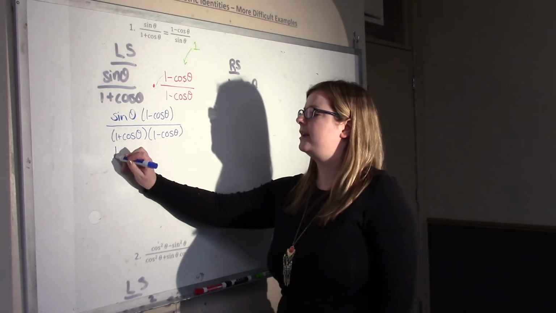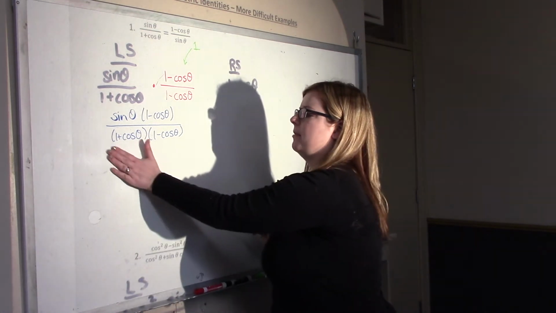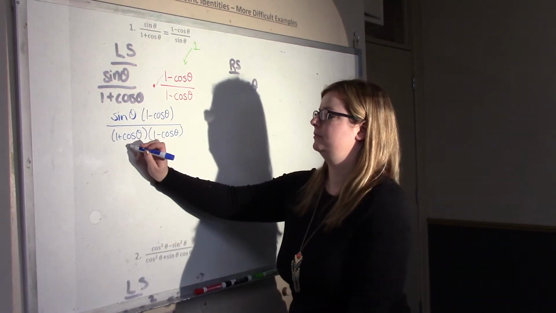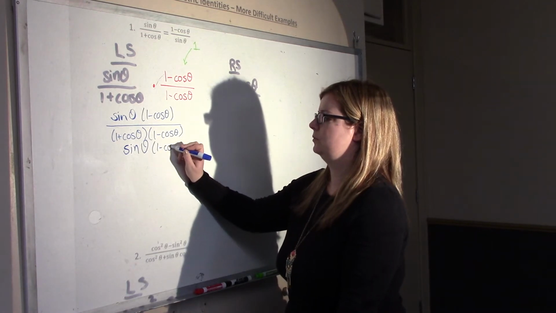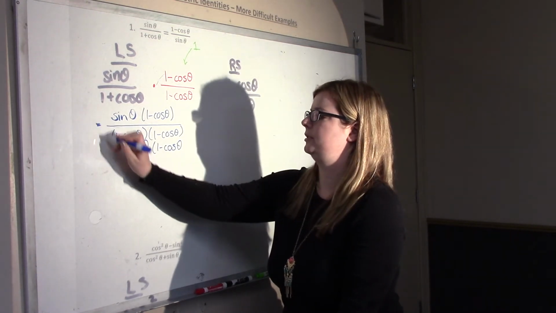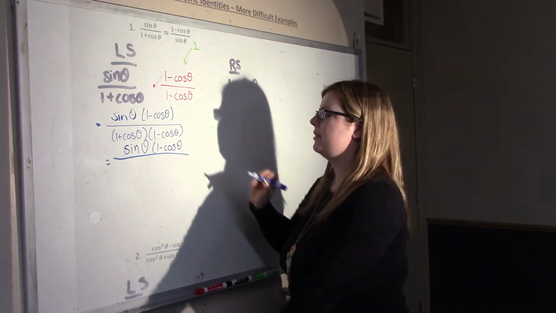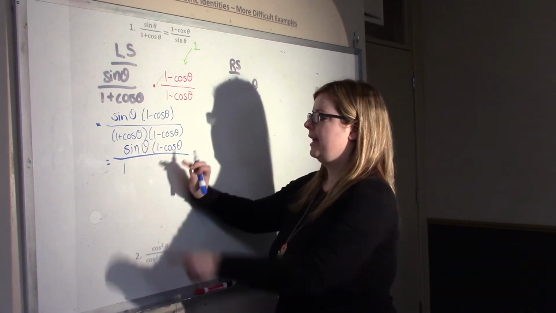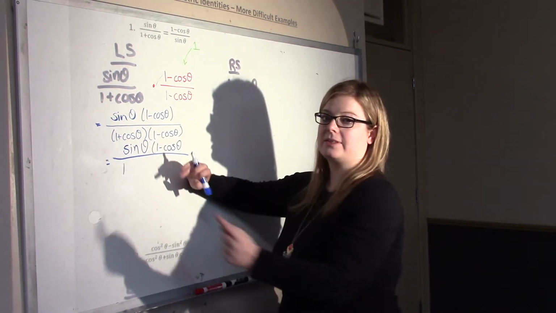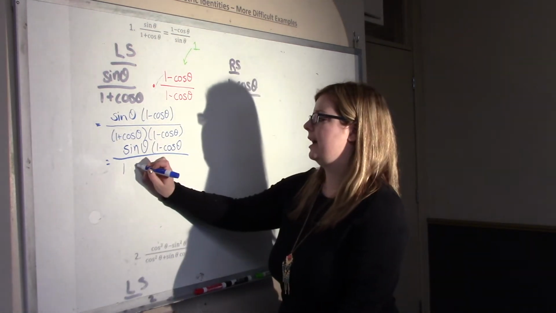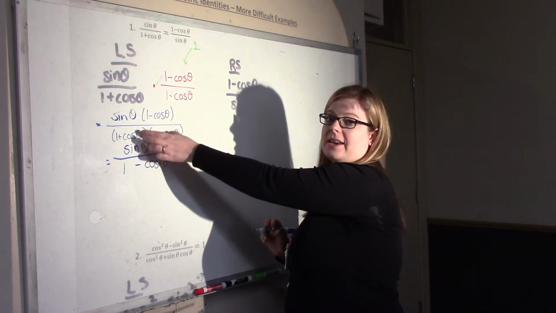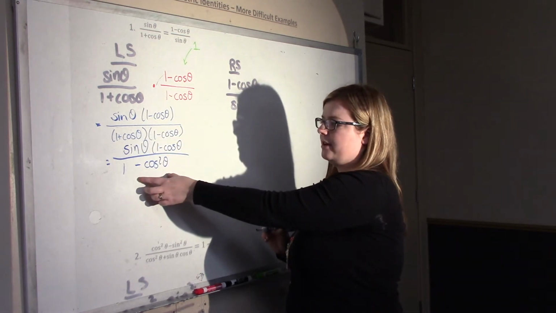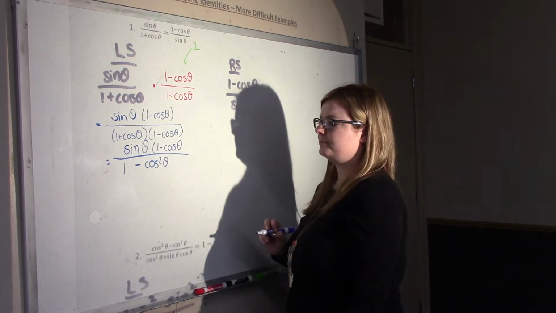I'm going to keep the top the same. But when I FOIL this, 1 times 1 is 1. And I get negative cos theta plus cos theta. That goes away. And then it's a minus cos squared theta. Because this is just the factorization of a difference of squares. So here it gets back to a difference of squares.